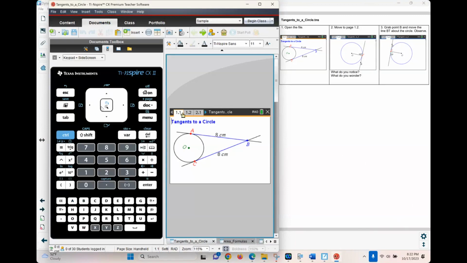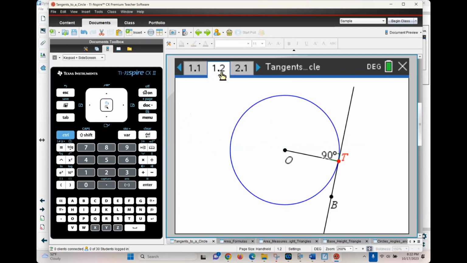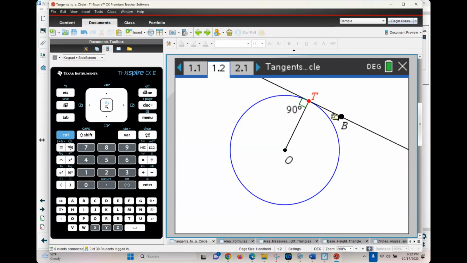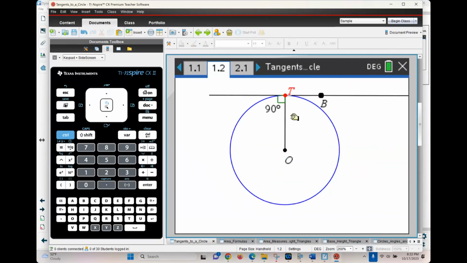So here I am on TI-Nspire, tangents to a circle. And maybe I'll make this a lot bigger here. This is the first page, page 1.1, and it's showing me two lines drawn from an exterior point tangent to the circle. I'll go to page 1.2, and you'll be asked to grab point B and pull point B around, and notice that this tangent line and radius are perpendicular all the time. That angle is always 90 degrees.